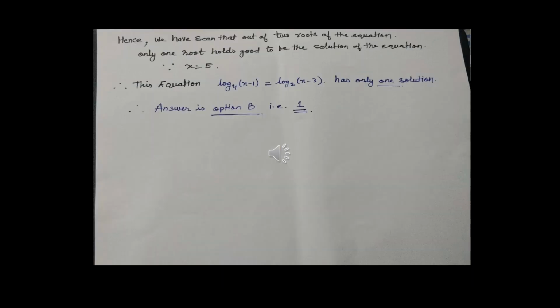So we can now conclude that out of the two roots of the equation, only one root holds good to be the solution of the equation, that is x is equal to 5. So this equation, log (x minus 1) to the base 4 is equal to log (x minus 3) to the base 2, has only one solution. So our answer in the options is B, that is 1.